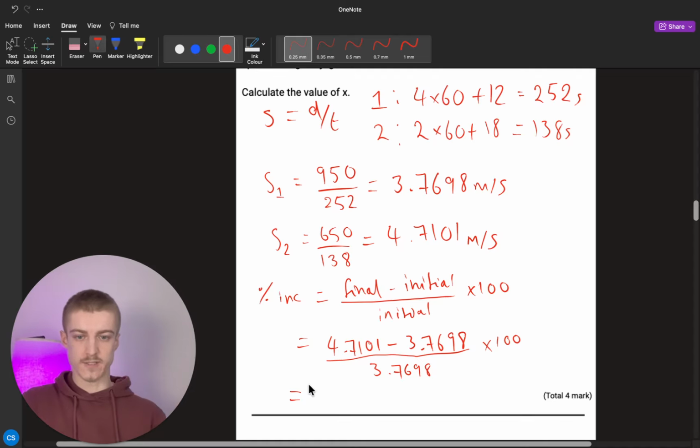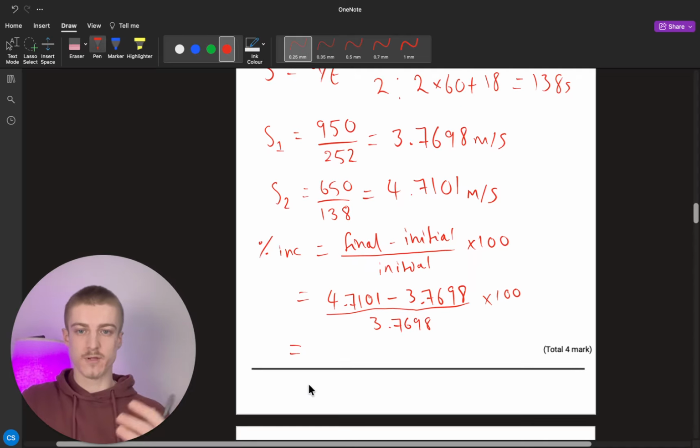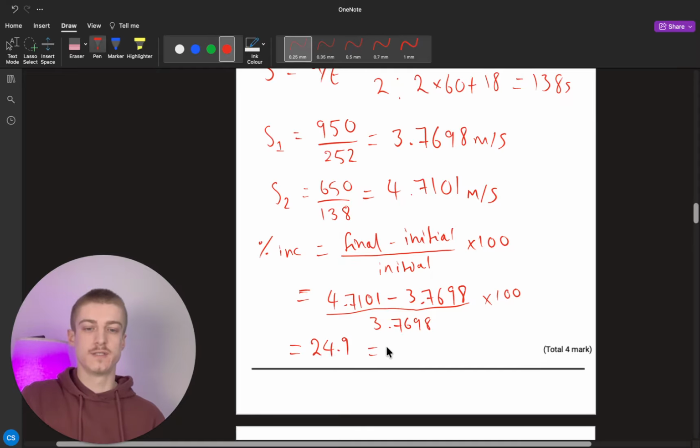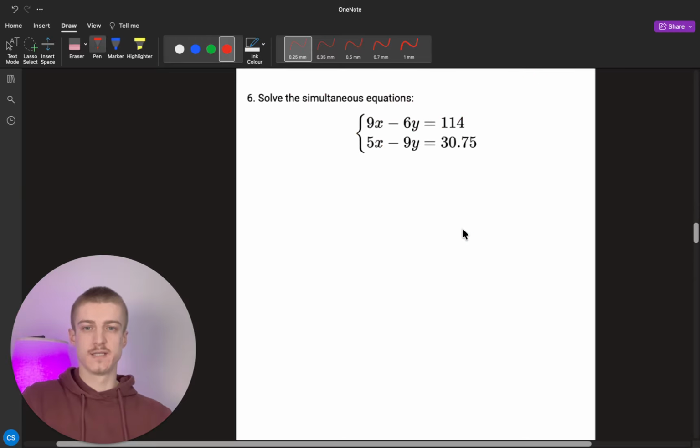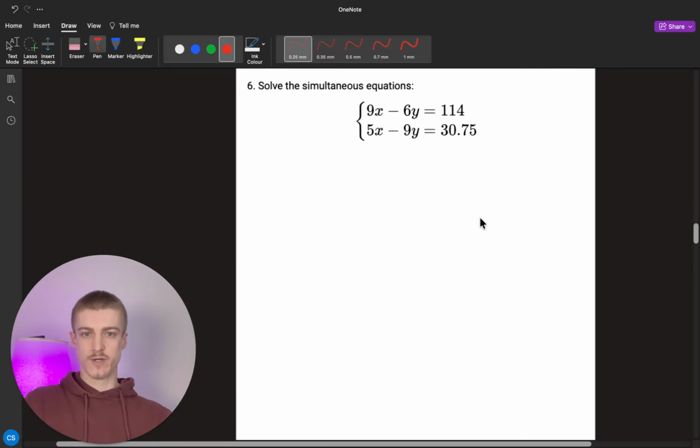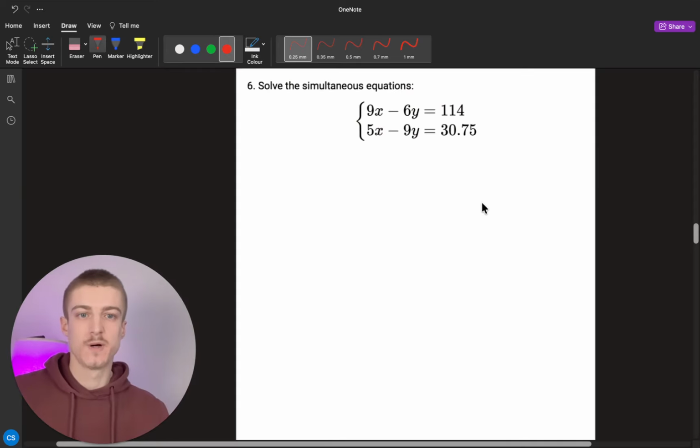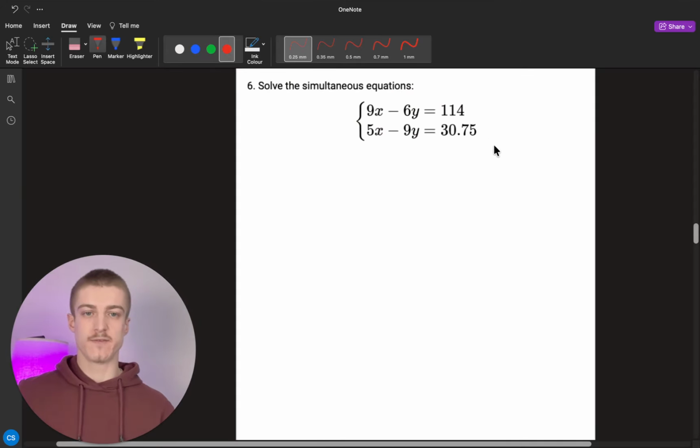Okay, question 6. Solve the simultaneous equations. 9x minus 6y is 114. 5x minus 9y is 30.75. So we need to make either the coefficients of x the same or the coefficients of y the same. I'm going to choose y because I can see that 9 times 2 is 18 and 6 times 3 is also 18. So I'm going to multiply this equation by 3 and this equation by 2.